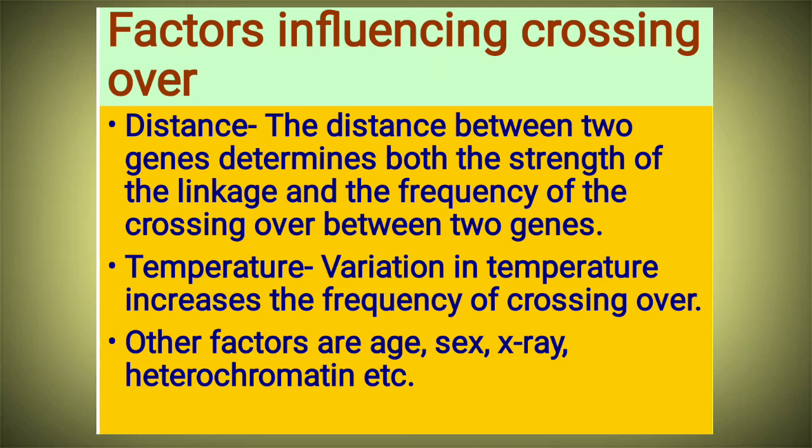Then there are some other factors also, such as age and sex of an organism, as for example in the case of Drosophila. There it was found that crossing over is quite common in female Drosophila rather than in the male. And lastly comes the heterochromatin that is present inside the nucleus. The presence of centromere and heterochromatin areas decreases the rate of crossing over. So these are the few factors that influence the crossing over process.